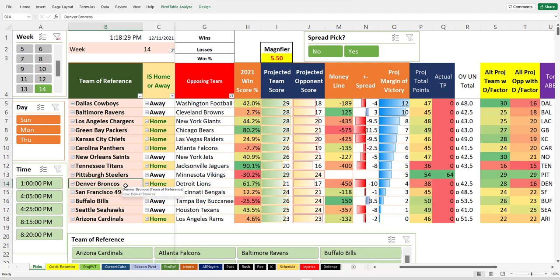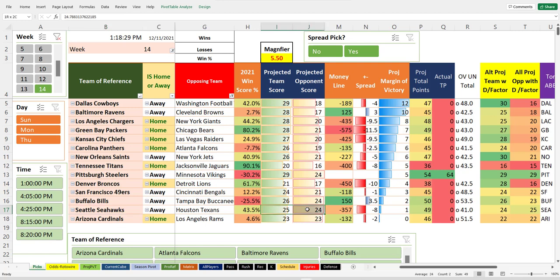Denver is supposed to beat Detroit barely, but this is kind of a too bad team rule. And then San Francisco beat Cincinnati 24-21, and the alternate score is almost exactly the same. Wow, that's a close one. They are favored by Vegas. Then you have Buffalo and Tampa Bay. Buffalo underdog line against Tampa Bay in Tampa Bay. Says they win in both alternate and regular projection.